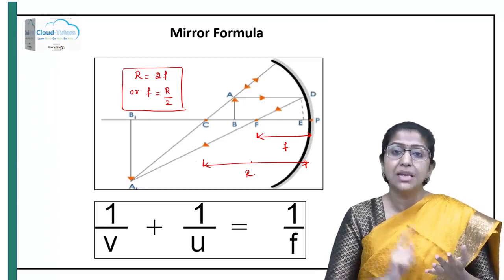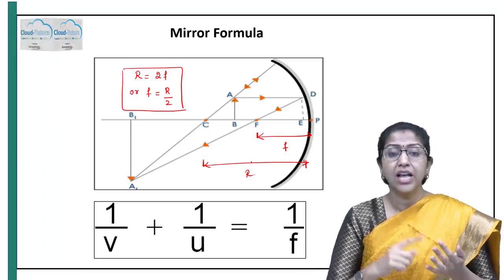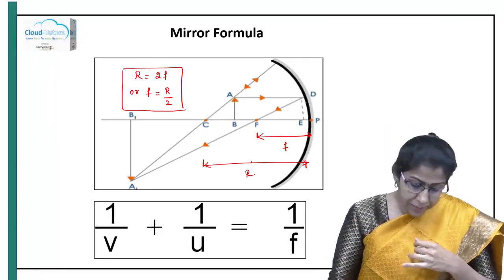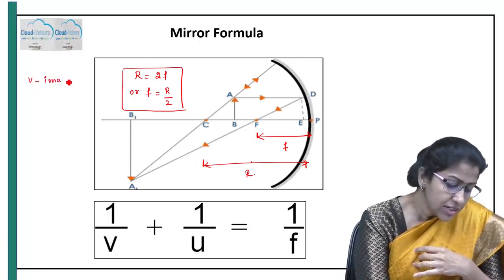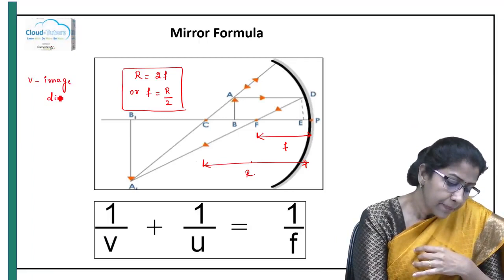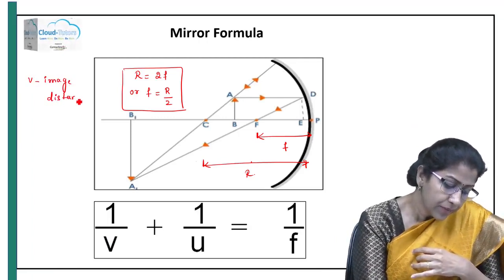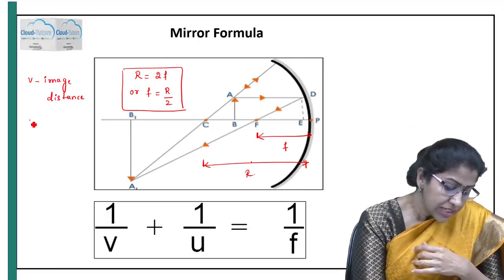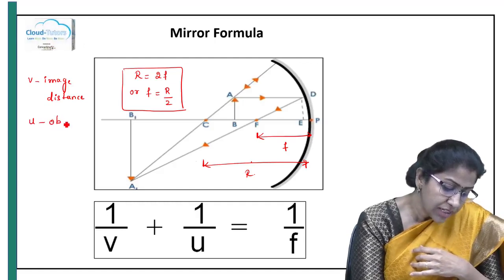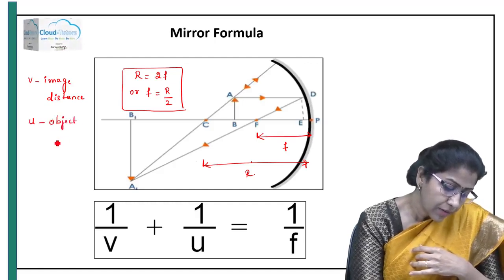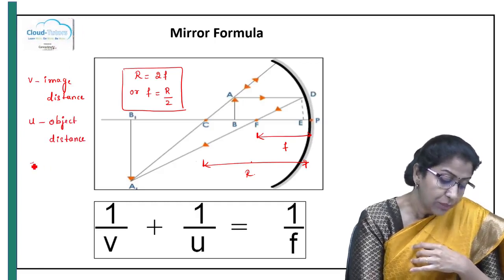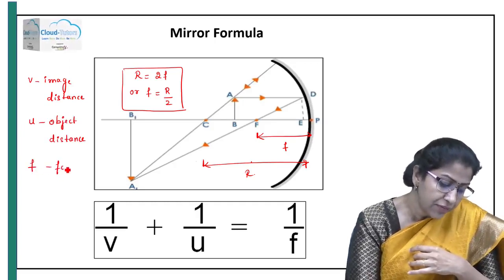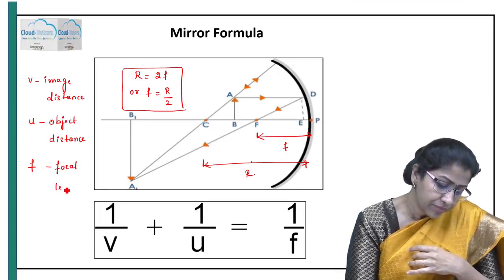The mirror formula is a simple relationship between the image distance V. What is V here? Image distance. And what is U? U is the object distance. And what is F? F is the focal length of the mirror.